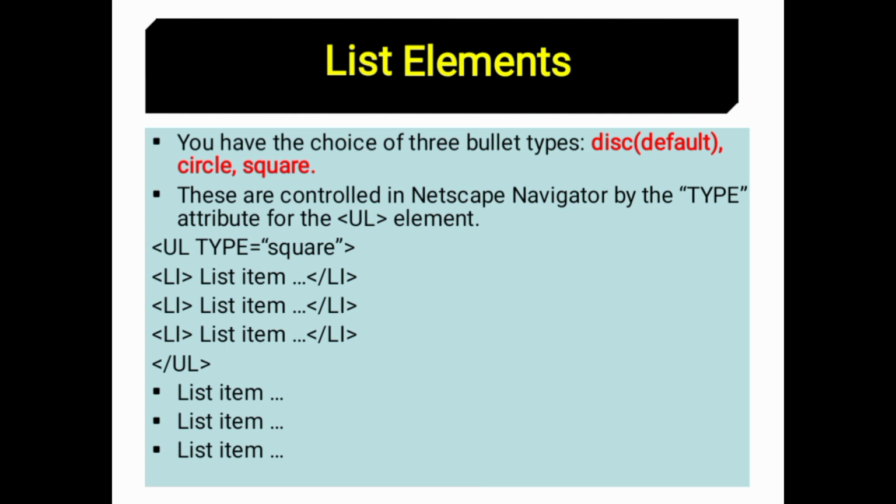You have the choice of three bullet types: disc, which is the default type, then circle, then square. These are controlled in Netscape Navigator by the type attribute for the UL element. For example, UL type equal to square, then the list item is displayed with a square bullet.